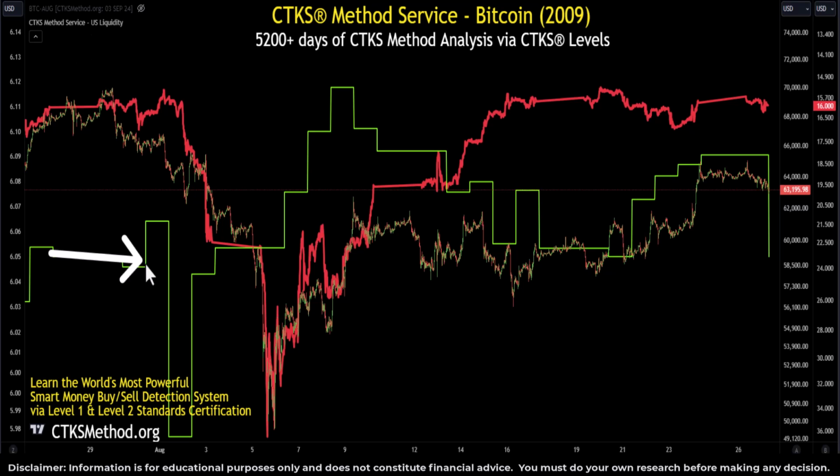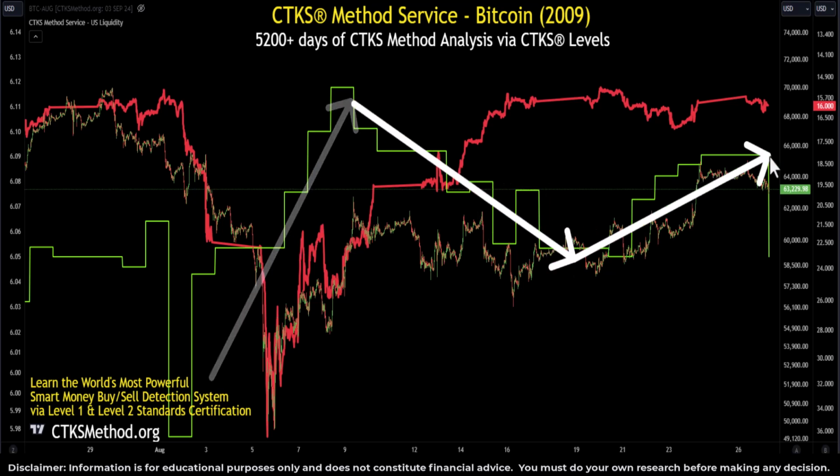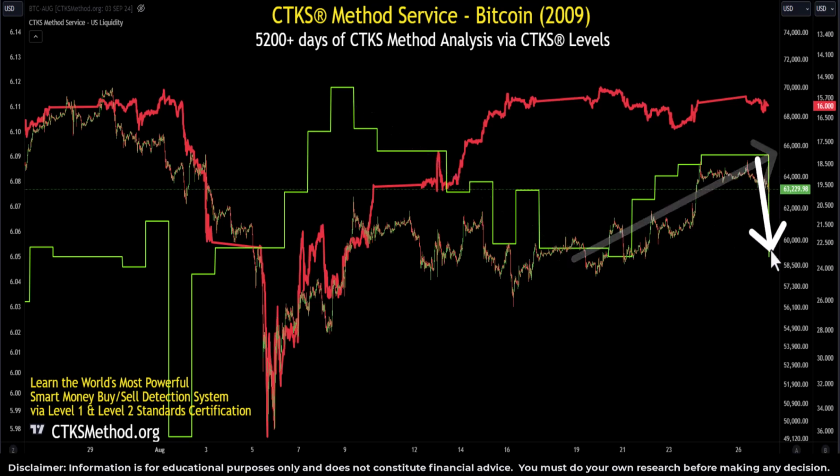Also, this particular green line, this is from the service. This is US liquidity. Last time we had a big dump down in liquidity and we're seeing that now. We had negative price momentum following. This doesn't mean this is the case because we've had negative momentum inside liquidity before, but we can see that the liquidity was coming up and now it's coming down.